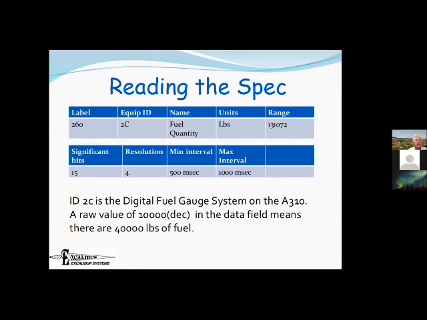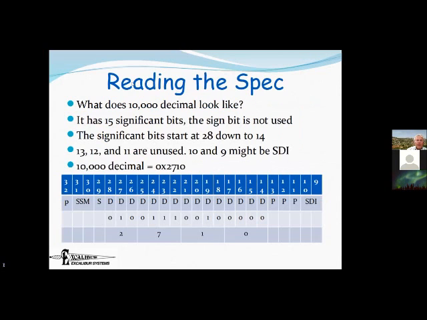Okay, so now this is an actual example of a digital fuel gauge system on an Airbus 310. And that means, because we said the resolution is 4, that if you read the data value of the label, and it says 10,000, what it really means is that there are 40,000 pounds of fuel available to the engine. Okay, now we said before 10,000 in there, but we didn't show you in binary. What does that look like? What does 10,000 look like? So now we will see.